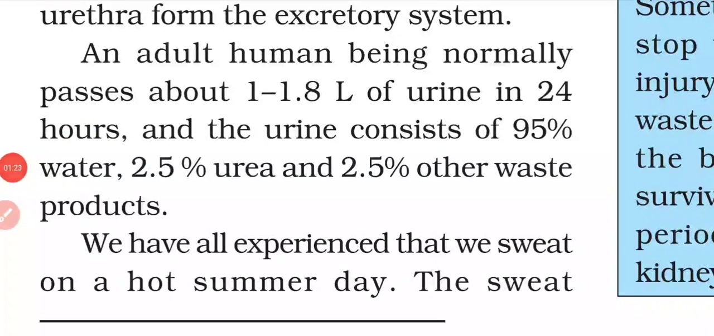An adult human being normally passes about 1 to 1.8 liters of urine in 24 hours. That means in a day, a person will pass around 1 to 1.8 liters of urine. The composition of this urine is around 95% water, 2.5% urea, and 2.5% other waste products.